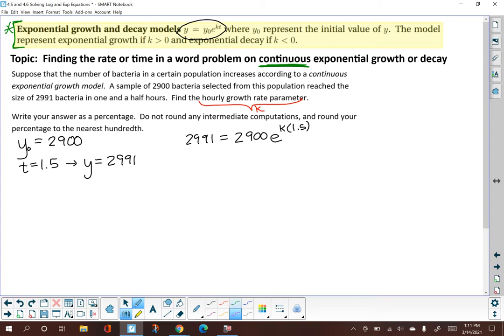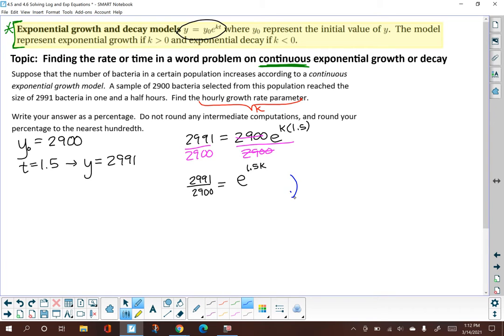So the first thing we want to do to solve this is divide by this coefficient 2,900. And you could get a decimal here. I prefer to just leave it in fraction form. If you get a decimal, you could end up rounding after some number of decimal places, and that could give you a slightly off answer. So I would just leave it in fraction form. And I'm going to go ahead and put the 1.5 in front of the k, because I like to have numbers in front of variables. Okay, so we've got this equation, 2,991 over 2,900 is equal to e to the 1.5k.